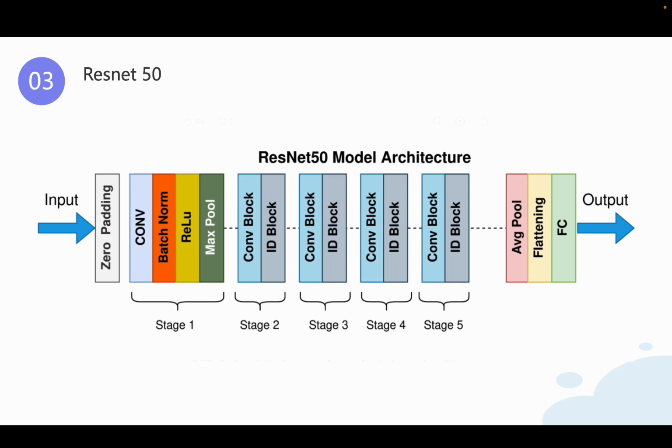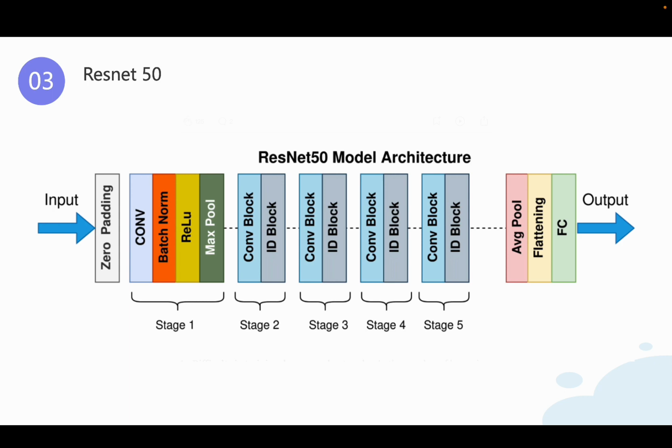The second part is the residual blocks. Several residual blocks follow, each containing 3 convolutional layers. The first and third layers typically use 1×1 convolution kernels to reduce and increase dimensions, respectively, while the middle layer uses a 3×3 convolution kernel for feature extraction.